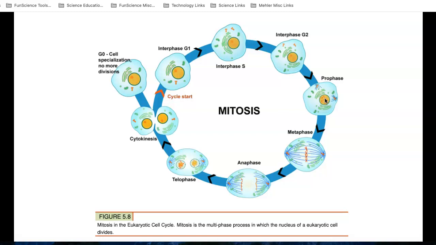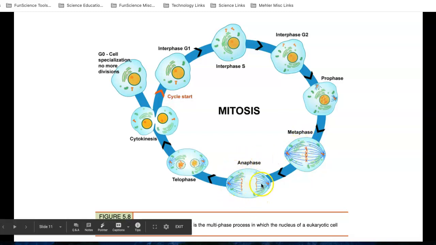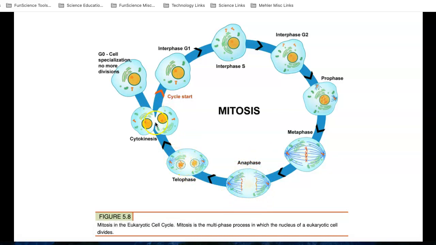Instead of having 46 paired chromosomes, they're going to double and get ready to be in 2 daughter cells. So prophase starts that. Then when the chromosomes have all doubled, they all line up in metaphase. Then they are pulled apart in anaphase. In telophase, they're in 2 separate areas of the cell, and then they pinch off and basically divide in cytokinesis into the 2 daughter cells.